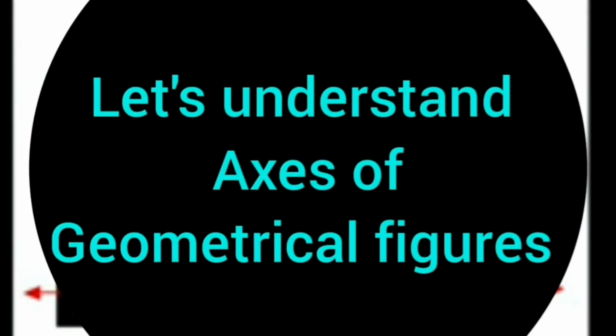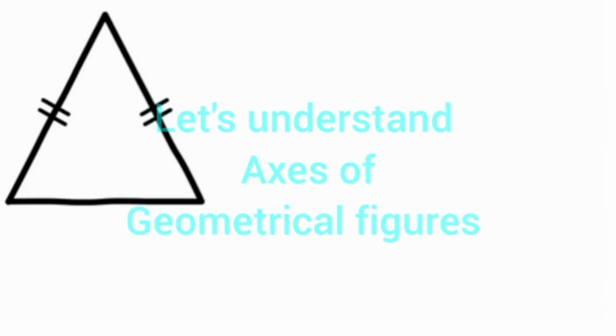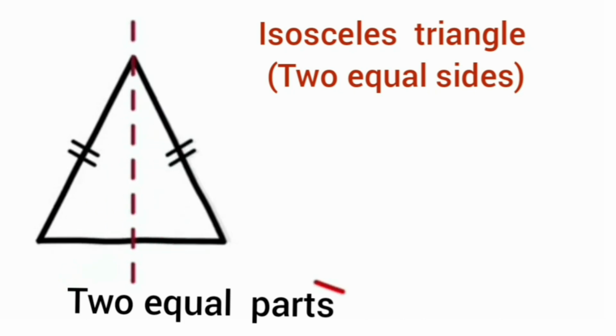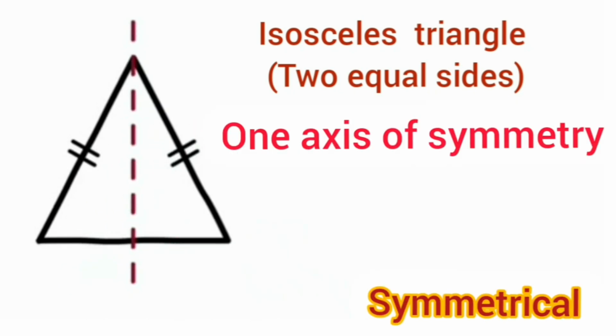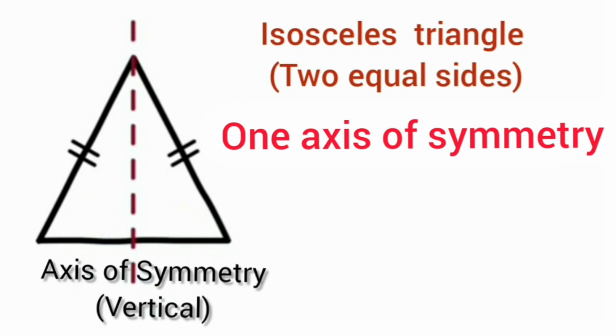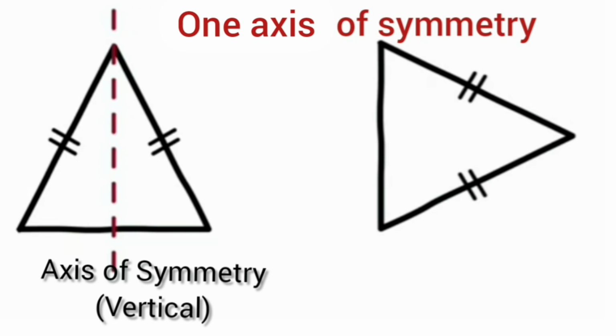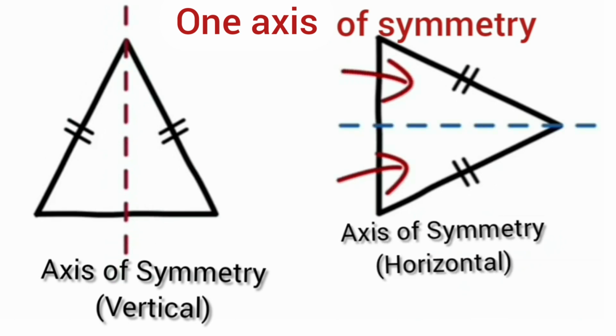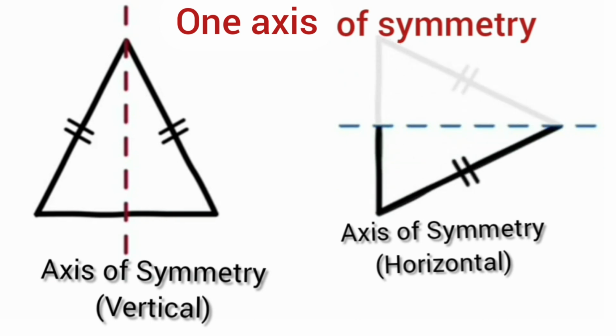Let us understand the axis of geometrical figures. Look at this triangle. It is an isosceles triangle in which two sides are equal. You can see that the axis of symmetry is vertical. If I draw this triangle in another way, here you can see the line of symmetry can be horizontal, but it has only one axis of symmetry. If you fold it, the right part is taken over to the left, we see that it overlaps exactly.